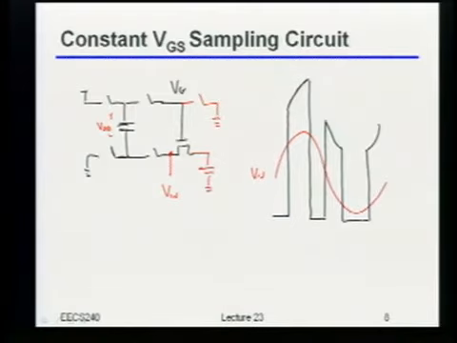Really all this is trying to do is make it so that when I am sampling, I basically maintain a constant VGS across that switch. Of course, the only way to do that is to have the source track with the input, and so that's why I built this quote-unquote floating battery out of this capacitor here.